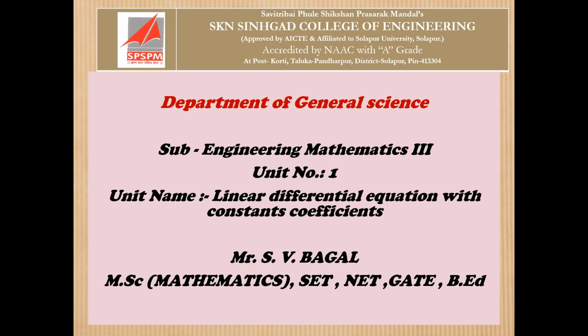Type number 1 belongs to exponential, which is of the form e raised to ax or e raised to minus ax. Type number 2 belongs to cos ax or sin ax. Type number 3 is any polynomial. Type number 4 is of the form e raised to ax into phi, where phi is a function of x only, and type number 5 is x into phi, where phi is a function of x only. These are the types useful for finding the particular integral when the right hand side is of type 1 to 5.